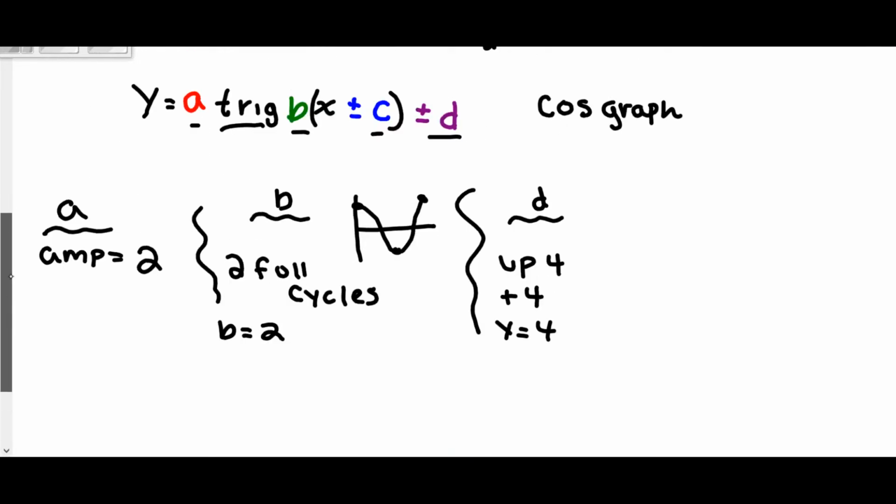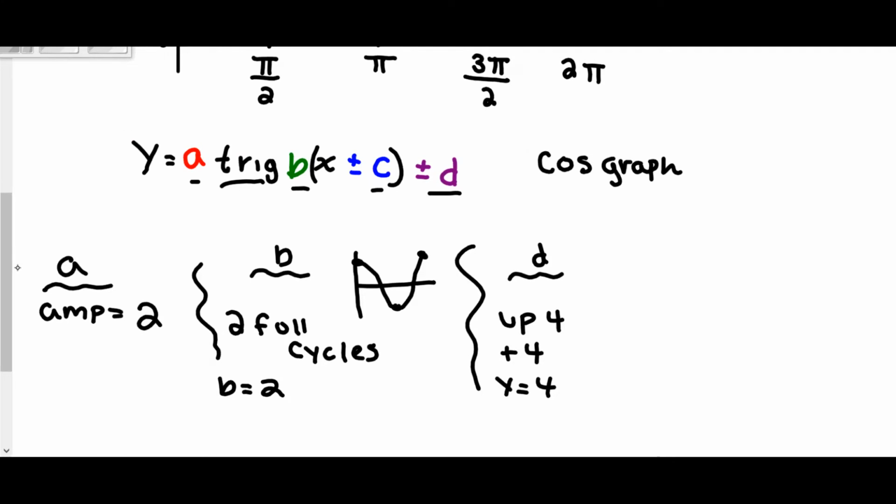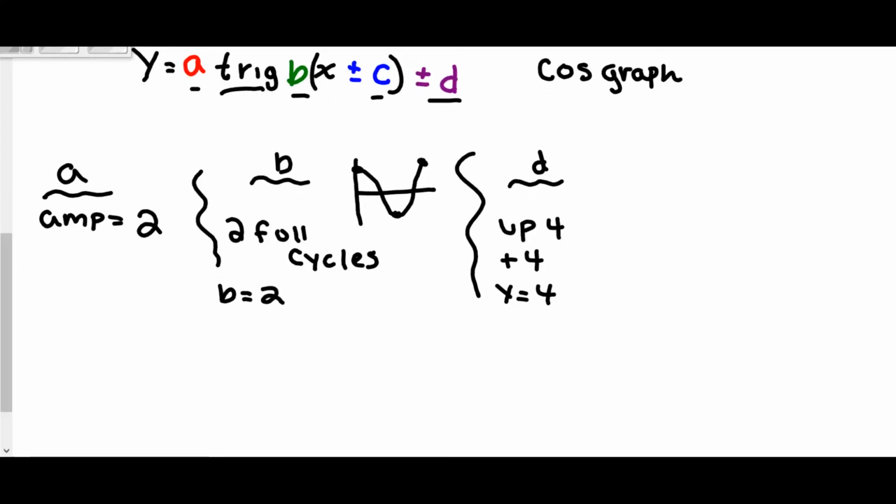So looking back at our generic form of a trig graph, we have A is our amplitude. We have what our trig function is. It's a cosine graph. That's what we figured out first. We have our frequency B. There's 2 full cycles of this graph. We don't have a phase shift, so C is just 0. And we have D, our vertical shift. We know it's going up. So we have enough information to figure out the equation of this graph.